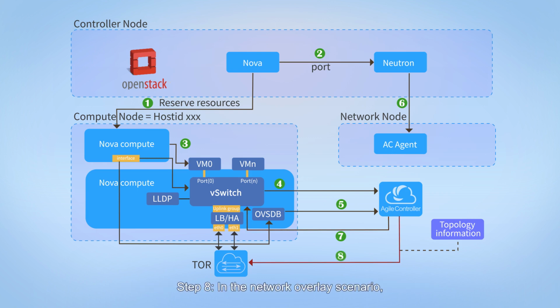Step 8. In the network overlay scenario, the Agile Controller DCN needs to deliver VM access configurations, such as mapping between VLANs and BDs, to the ports of the Tor switch connected to the VM. This function depends on the pre-configuration of the Agile Controller DCN. LLDP is used to discover the connection between the host and Tor switch, so that the Agile Controller DCN can learn to which port of the Tor switch to deliver configurations.